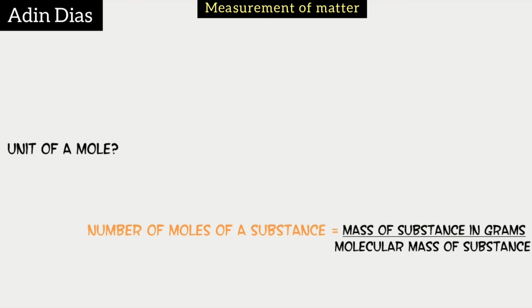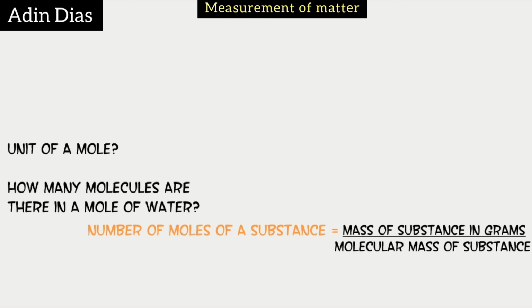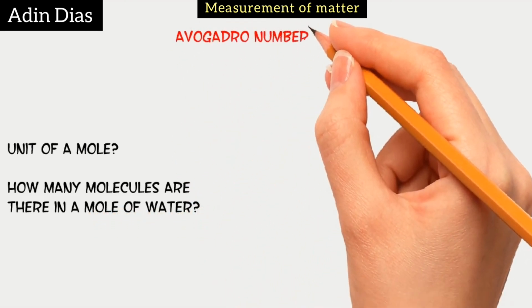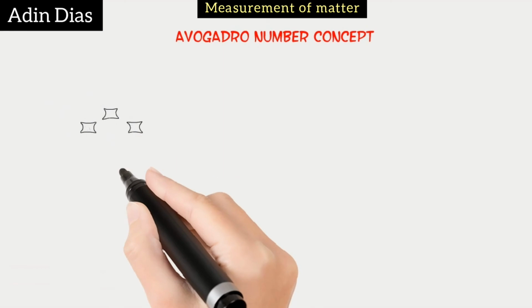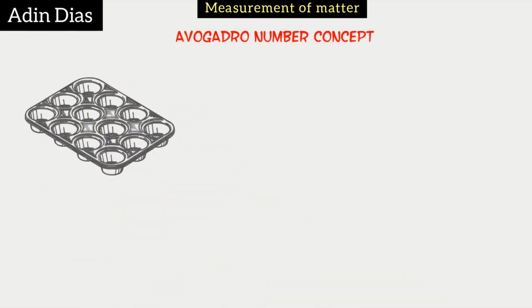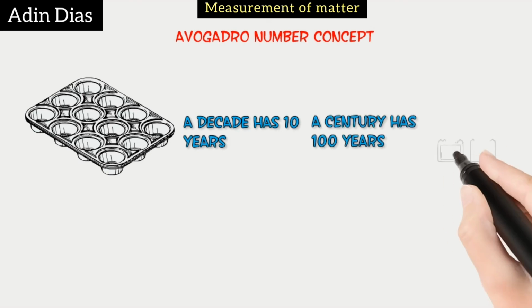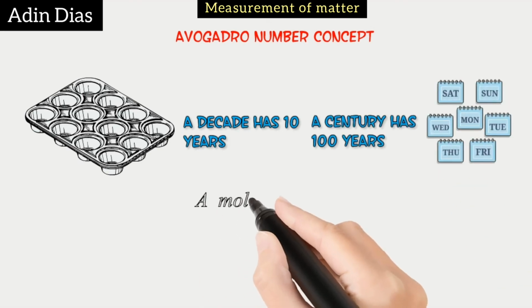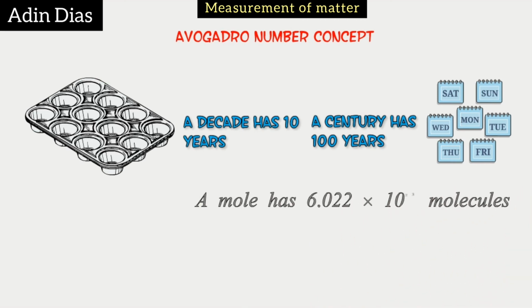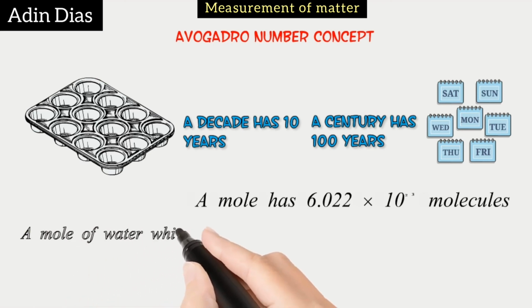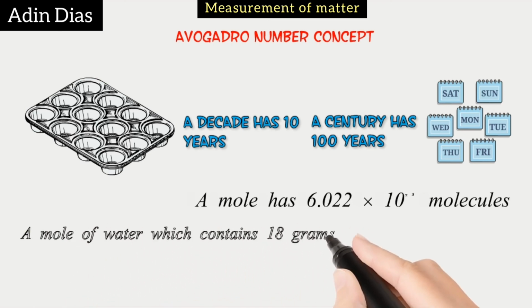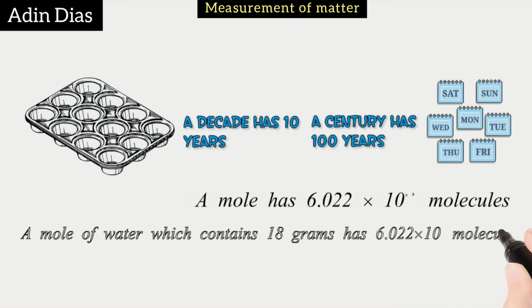Students, tell me in the comments the unit of a mole. How many molecules are there in 1 mole? This brings us to the Avogadro's number concept. Just like a dozen has 12 items, a decade has 10 years, a century has 100 years, a week has 7 days. Similarly, a mole has 6.022 into 10 raised to 23 molecules. For example, a mole of water, which contains 18 gram of water, has 6.022 into 10 raised to 23 molecules.